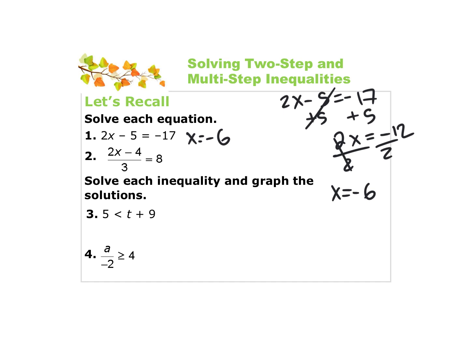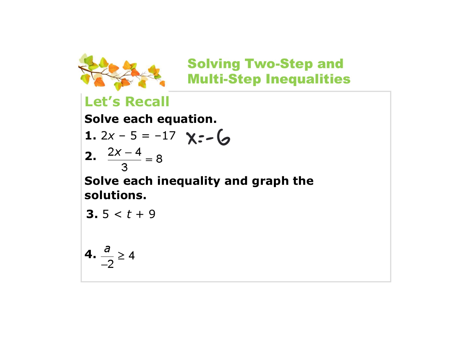I'm going to erase the work as I go in order to have space to solve for all of them. Now the next one is (2x minus 4) over 3 is equal to 8. To get rid of that bottom part of the fraction, the 3, what do we do? We multiply by 3 on both sides. That cancels the 3 and the 3. So we're going to get 2x minus 4 is equal to 24.